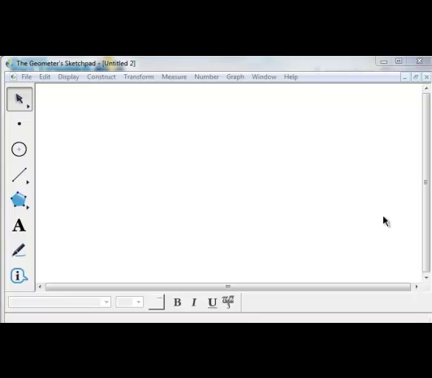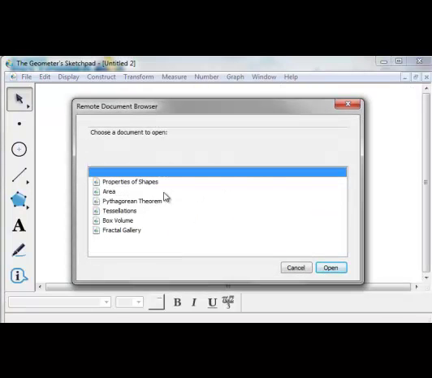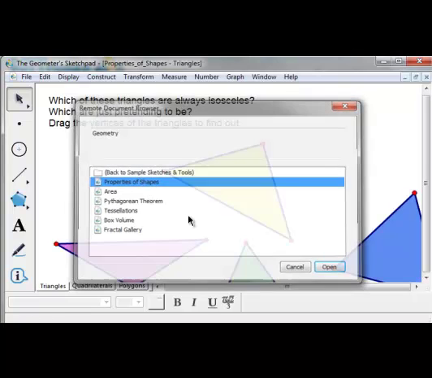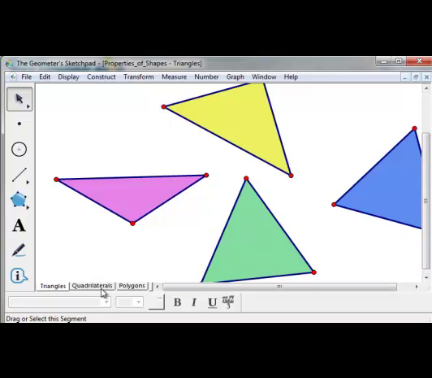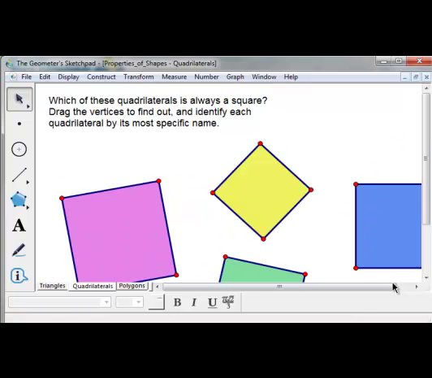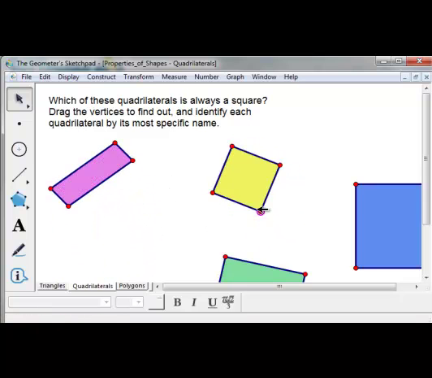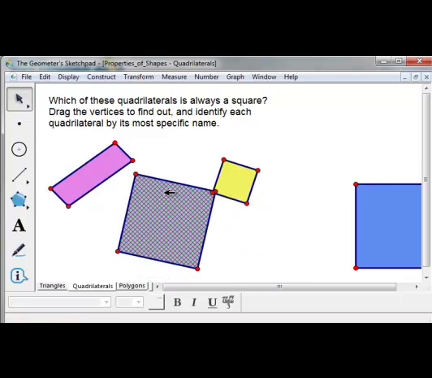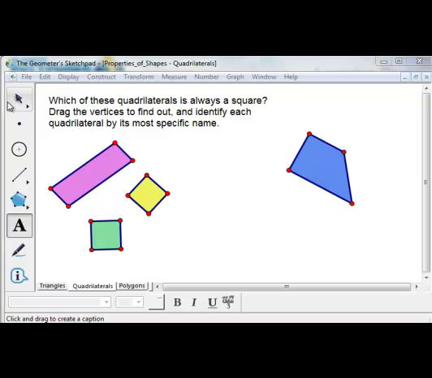We also talked about the second activity. In this case, one of the things that you're asked to do is to go to Sample Sketches and Tools, click on Geometry, and then click on the Properties of Shapes. Now what you see here is that, especially in the quadrilaterals, all the shapes look about the same. However, once you start moving them, and I'm just going to make them smaller here, you can start to play around with the idea of, well, let's take a look at this yellow guy first here.